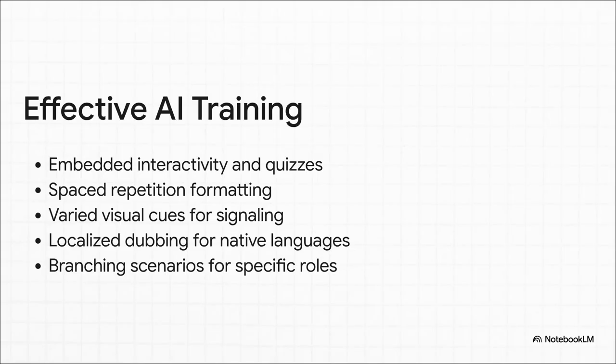Ultimately, what does this all mean for us? It means leveraging these AI features allows us to apply Richard Mayer's principles at a massive scale. We can embed interactivity with quizzes to keep learners engaged. We can build in spaced repetition. We can auto-generate varied visual cues for perfect signaling. We can localize dubbing so every single operator learns in their native language. And we can build out branching scenarios tailored to specific roles in the plant. It makes industrial training deeply personal, perfectly chunked, and totally accessible.